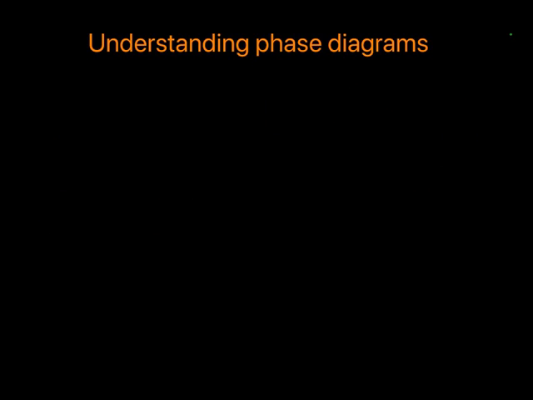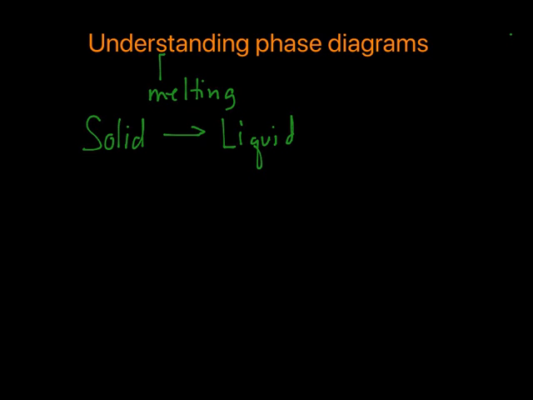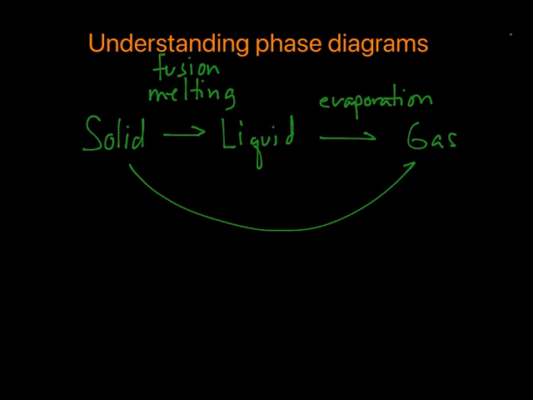So there are some terms you'll have to know of the different changes in phases. When you go from a solid to a liquid, we think about that as melting. And in chemistry, we also call it fusion. When a liquid is turning into a gas, we think of it as evaporation. And when we have a solid going directly to a gas state, we call it sublimation.